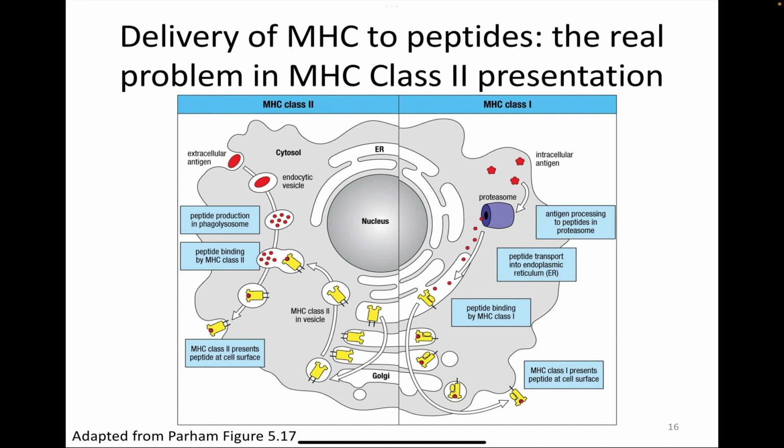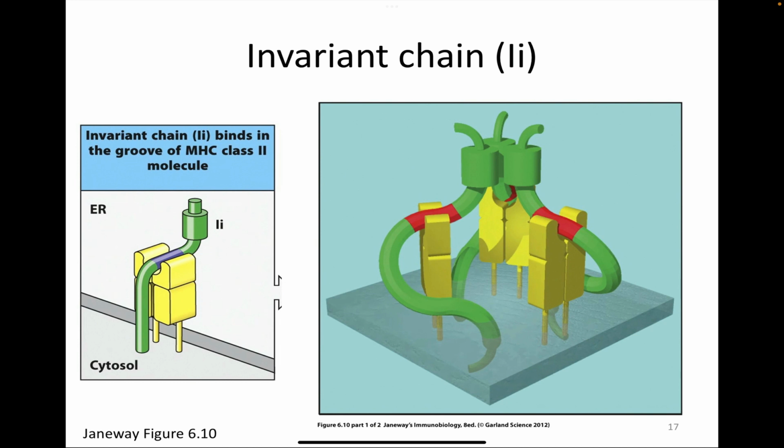And so there is one protein that does a lot of work here. And this protein actually solves two different problems. And they're both problems that you guys have mentioned. This protein is called the invariant chain. And the invariant chain is biosynthesized with MHC class 2.